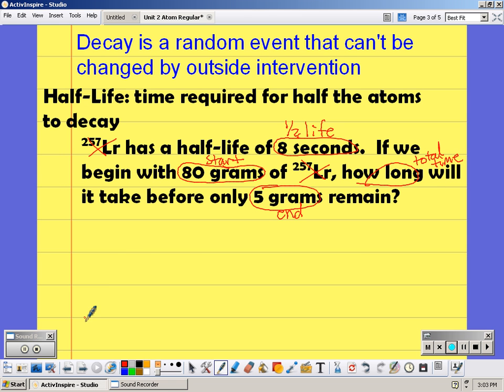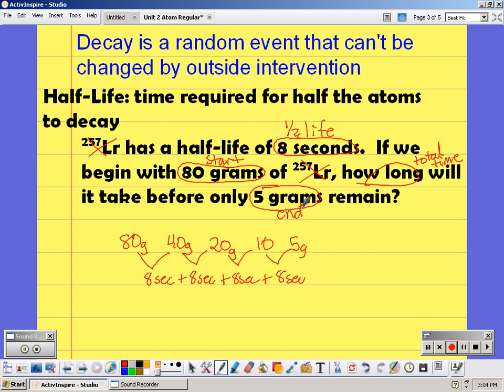So we start with 80 grams, cut 80 in half, and that would be 40. Well, the half-life is 8 seconds, so the time it takes for that to be cut in half is 8 seconds. 40 cut in half is 20. So it would take an additional 8 seconds to get down to 20 grams. Half of 20 is 10. That takes an additional 8 seconds. And then half of 10 is 5 grams. That took another 8 seconds. Now that I'm at the end point of my problem, I can stop. And then 8 plus 8 plus 8 plus 8 would give me 32 seconds.